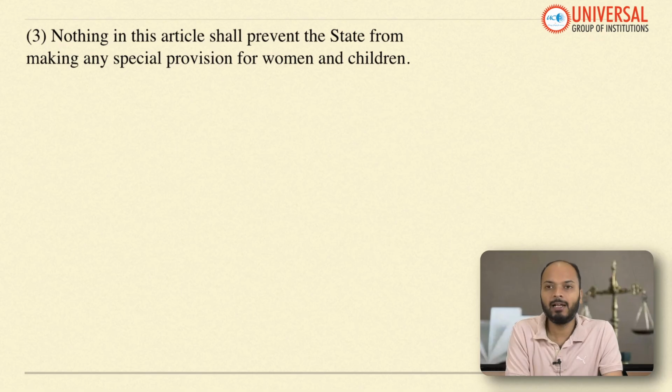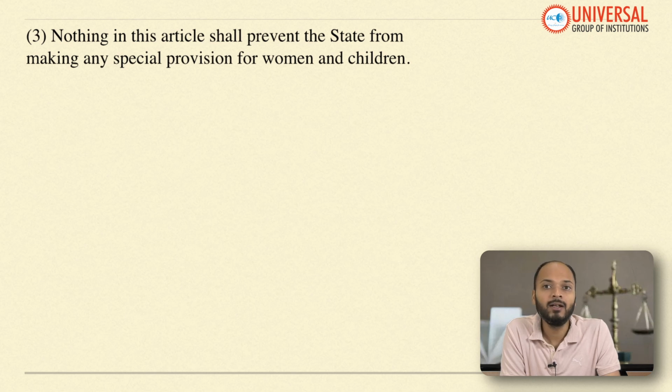Moving forward, Article 15 sub-clause 3. Now see, 15.1 and 15.2 basically asked the state and people of this country not to discriminate against any section of society. But later on, it was realized during the debates of the Constituent Assembly that there are certain sections who have historically been discriminated against, and hence they are not at an equal level with other communities. For their welfare, for the upliftment of that particular community, the state might need to make certain special laws. Such special laws shall not be considered a violation of Article 15 sub-clause 1.